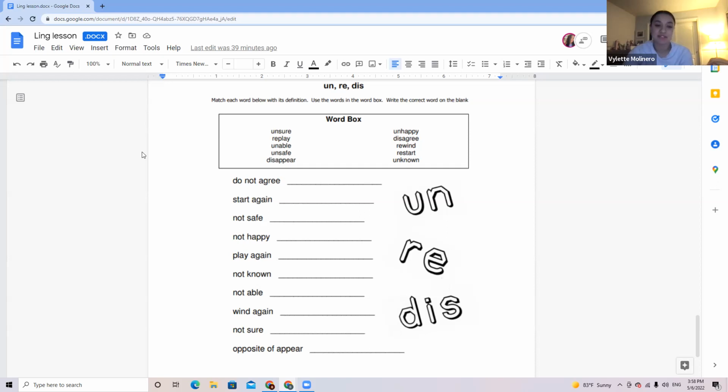Our next one is the same prefix indication as last time, not. So that can give you guys a hint. It could be the prefix un, not happy. So which word in the word box would mean not happy? I'll give you guys a couple seconds. Raise your hands. Correct. It would be unhappy. Unhappy would mean not happy.